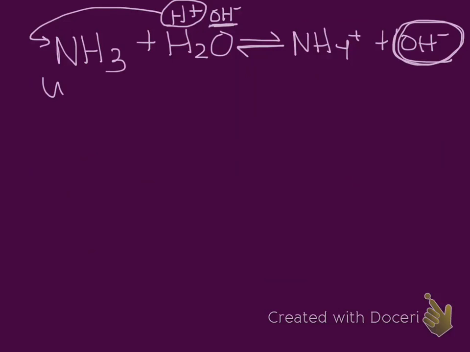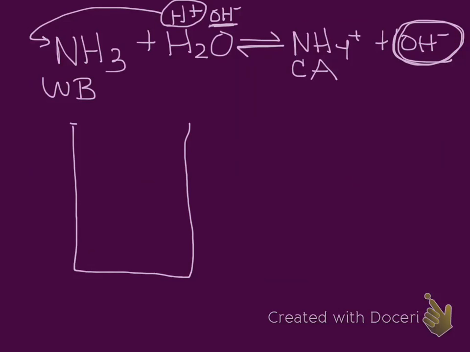So this would be your weak base. This would be your conjugate acid. All weak bases have a conjugate acid. Let's do another example problem. Actually, before we move to an example problem, I'm going to draw a beaker diagram for this.